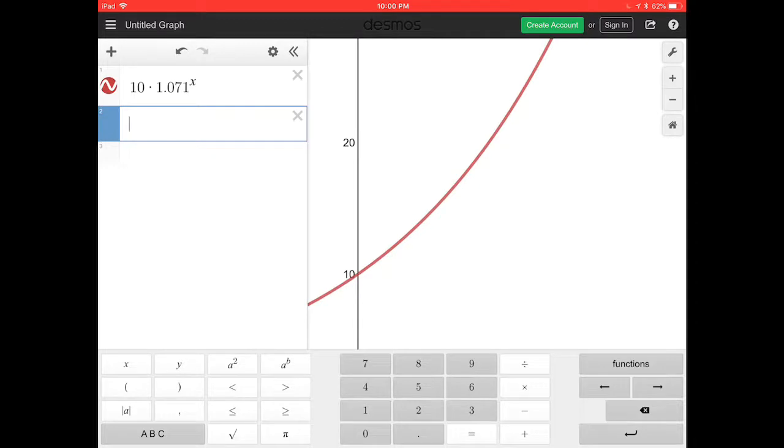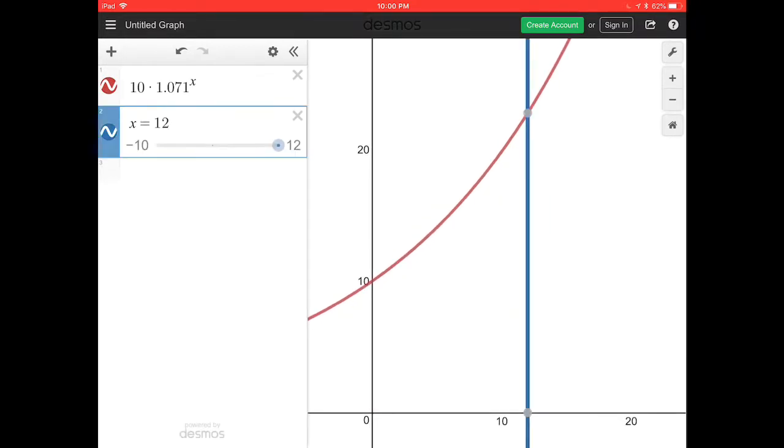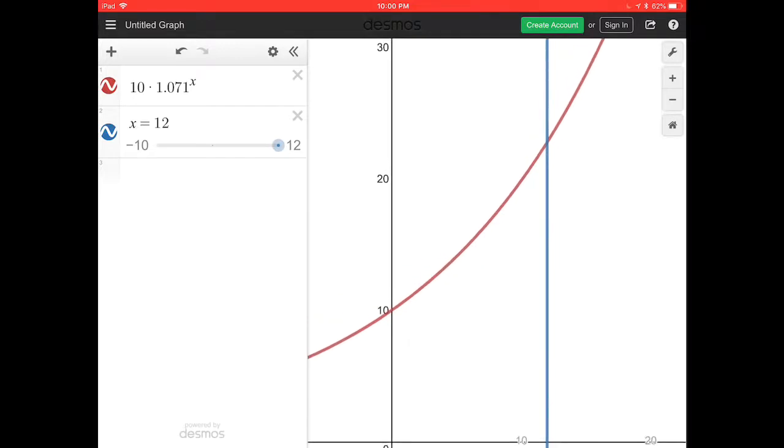Specifically, we want to find out what happens after 12 weeks. So I'm going to graph the line x equals 12. Where this intersects our exponential function is where our runner's speed will be after 12 weeks. So as you can see, this is at the point 12, 22.7. What this is saying is that after 12 weeks, if her progress was truly exponential and her speed increased by 7% every week, then her speed after 12 weeks would be 22.77 kilometers per hour.